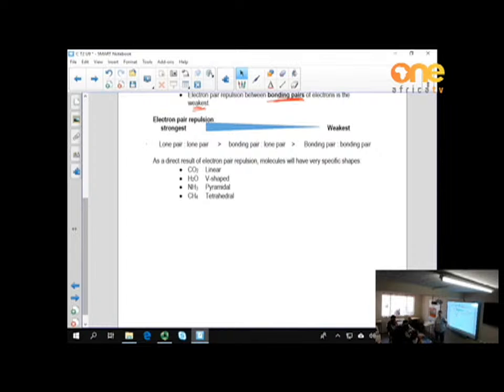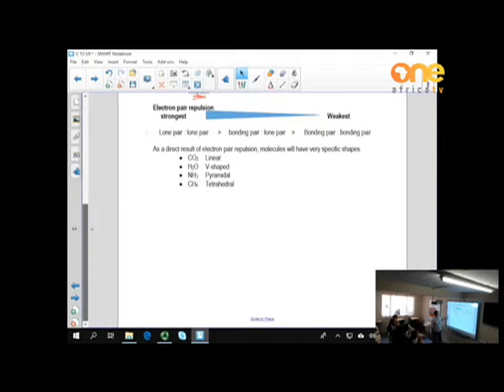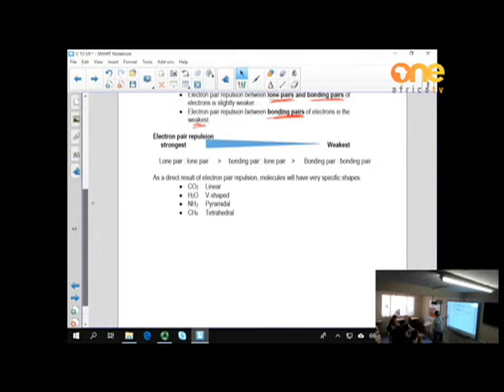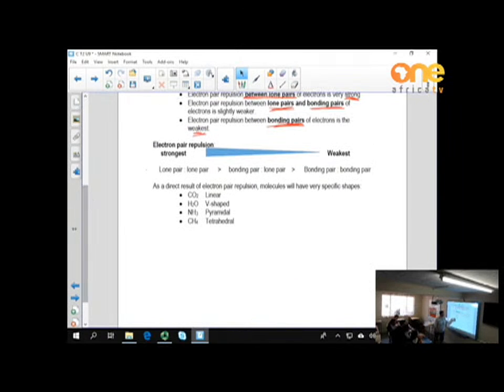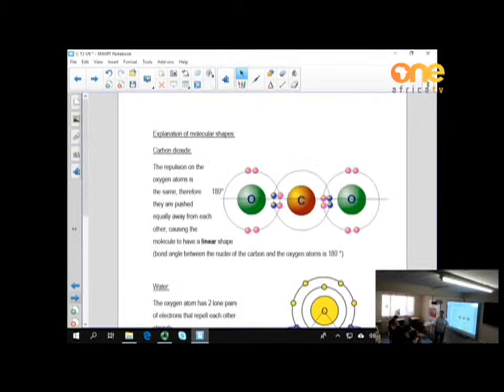Then we said water. Can anyone remember the angle between the hydrogen, oxygen, hydrogen on the water? I think it was 107 or 104.5. Okay, we'll have a look at them in a moment. But we said then the water molecule is V-shaped. Ammonia, NH3, is pyramidal, and methane is tetrahedral. Now we are going to have a look at them as we do in theory.